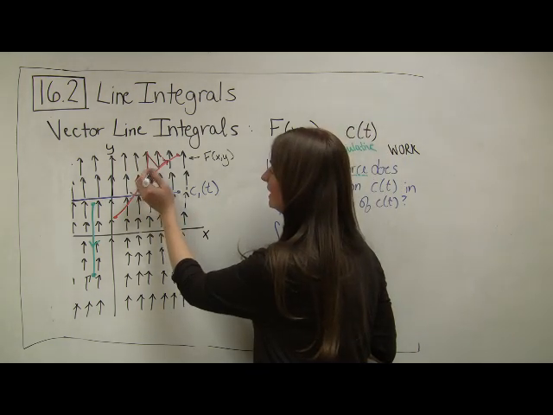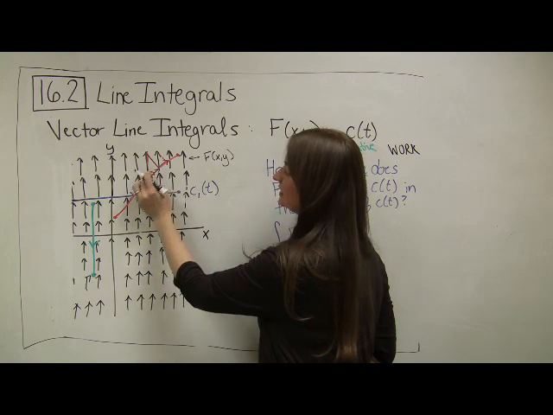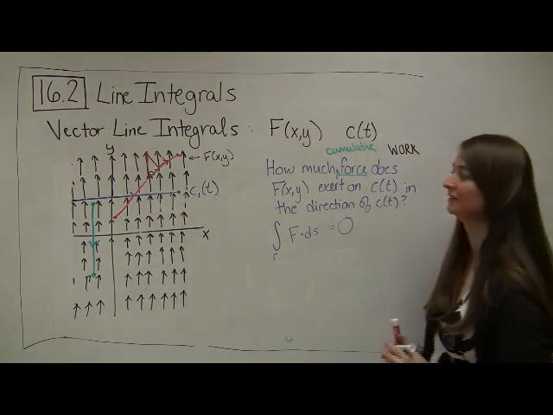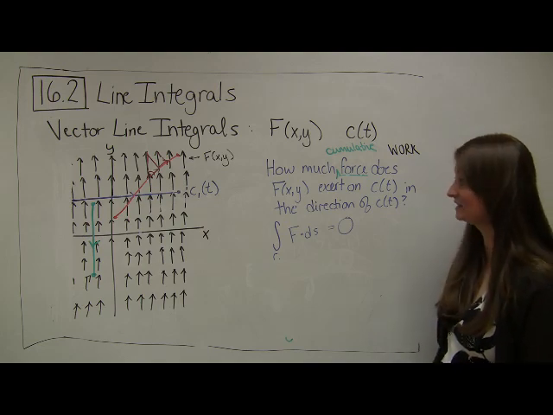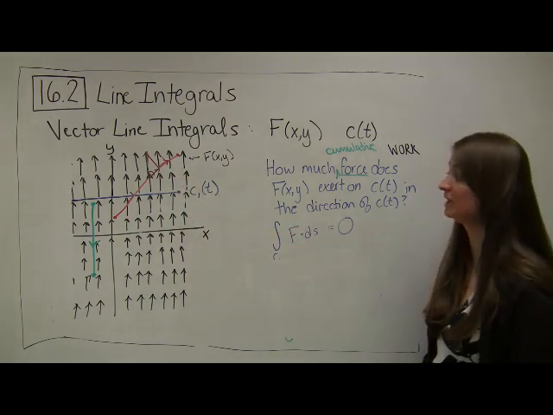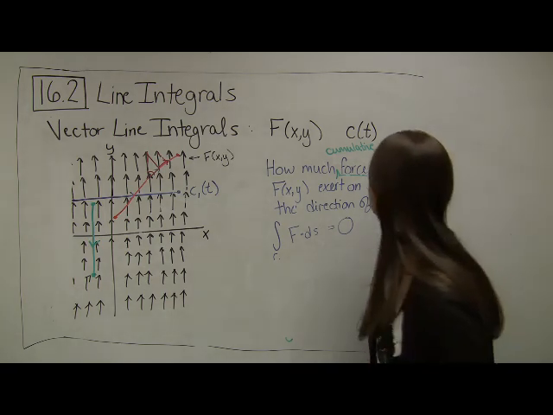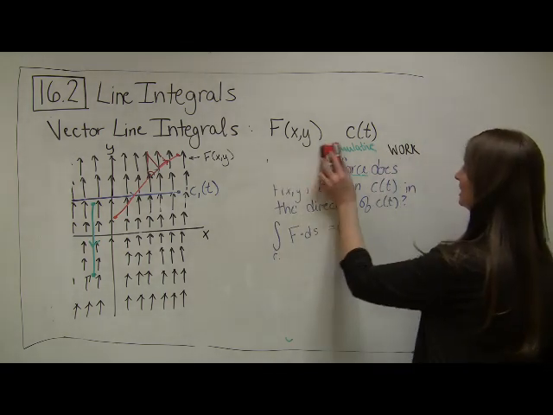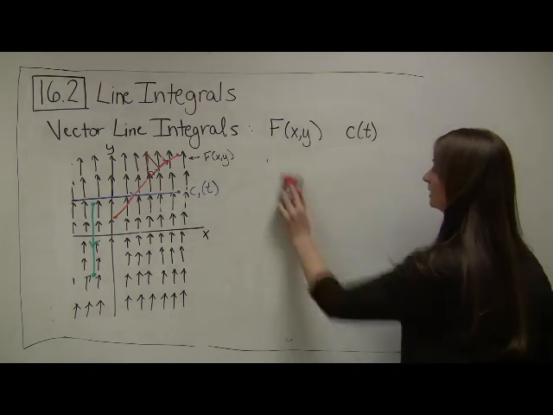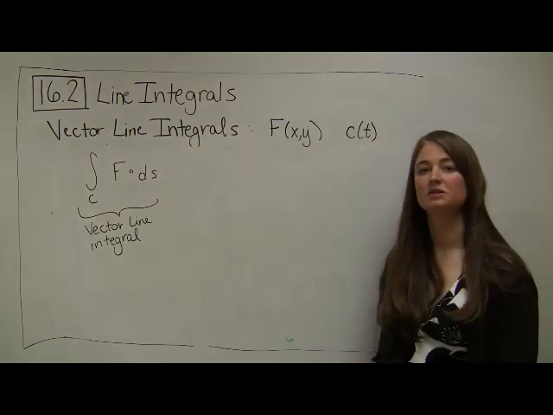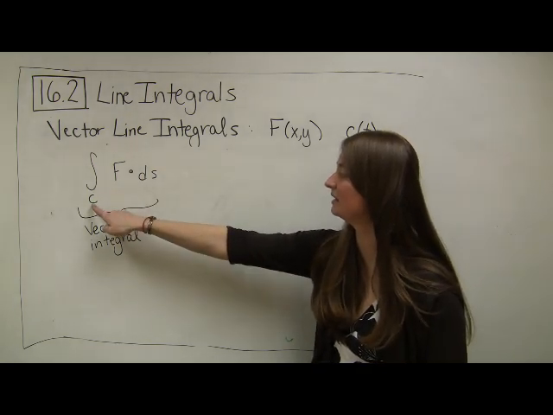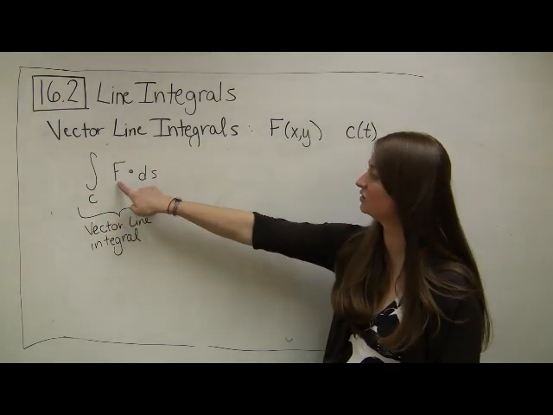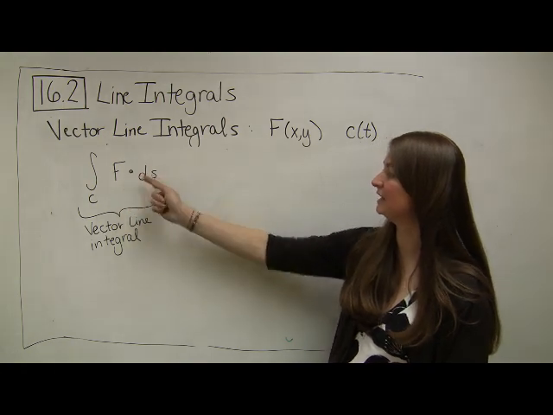What I'm asking is, if I were to project this force arrow down onto my path, what is the length of this force arrow? And the length of that force arrow is going to exactly be given by a dot product. And that's where my geometric interpretation is going to end, and we're going to go into our algebraic interpretation. So my vector line integral, our generic way of writing that is to say that my path is given by c, and my vector field is given by f, and I'm dotting it with ds.